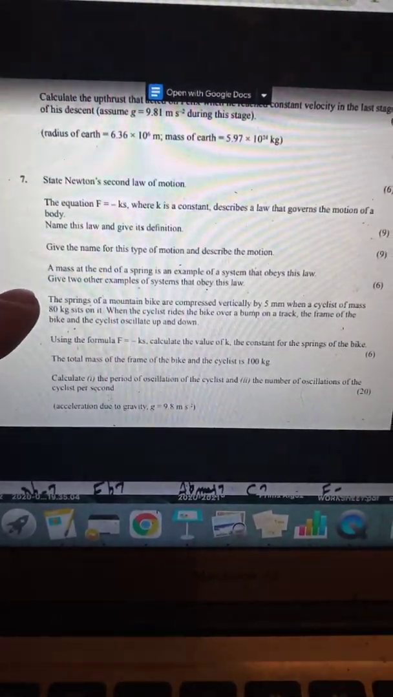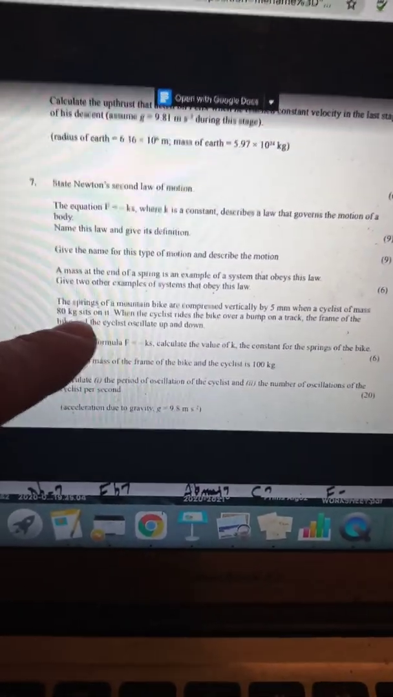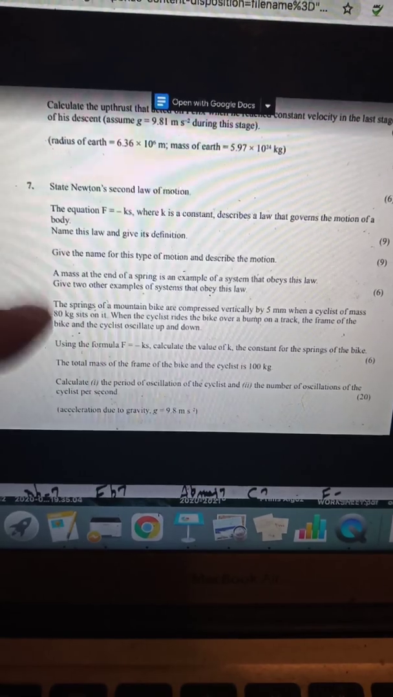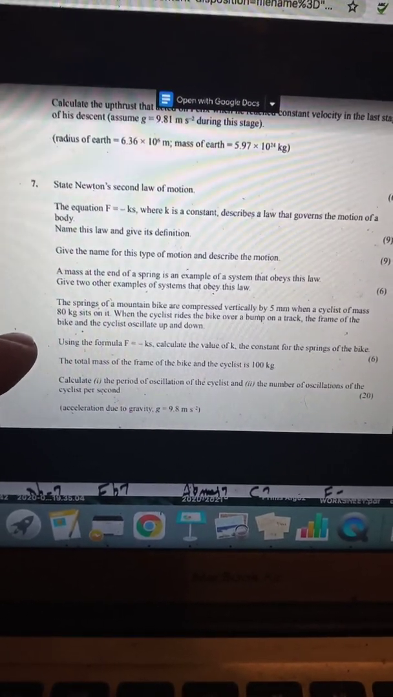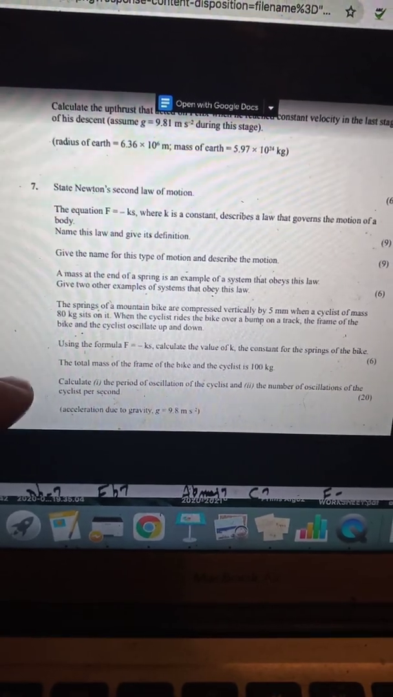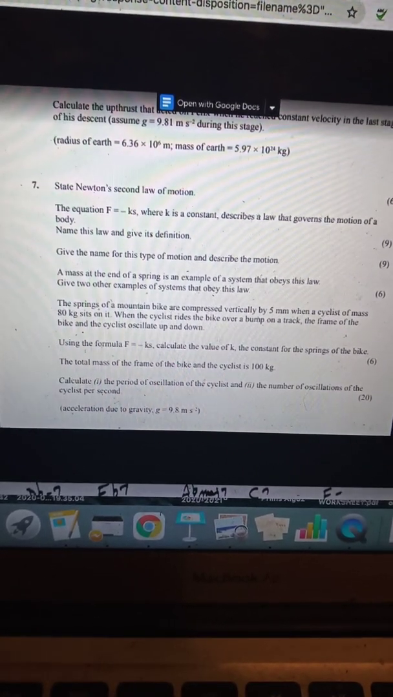The spring of a mountain bike is compressed vertically by 5 mm when an 80 kg person sits on it. The cyclist rides the bike over a bump on the track and then it oscillates up and down. That's simple harmonic motion. Using the formula, get k, find the period and the number of oscillations given the mass of the frame of the bike and the cyclist.